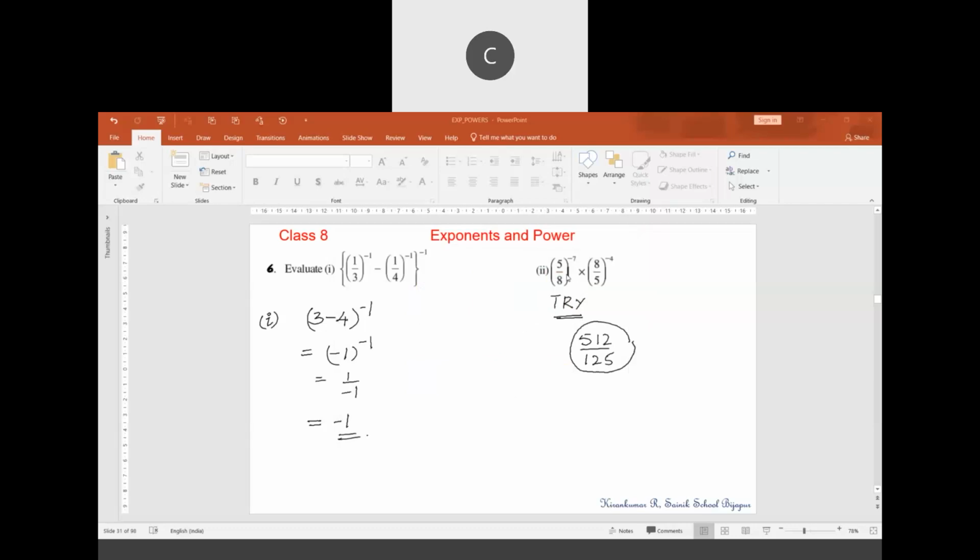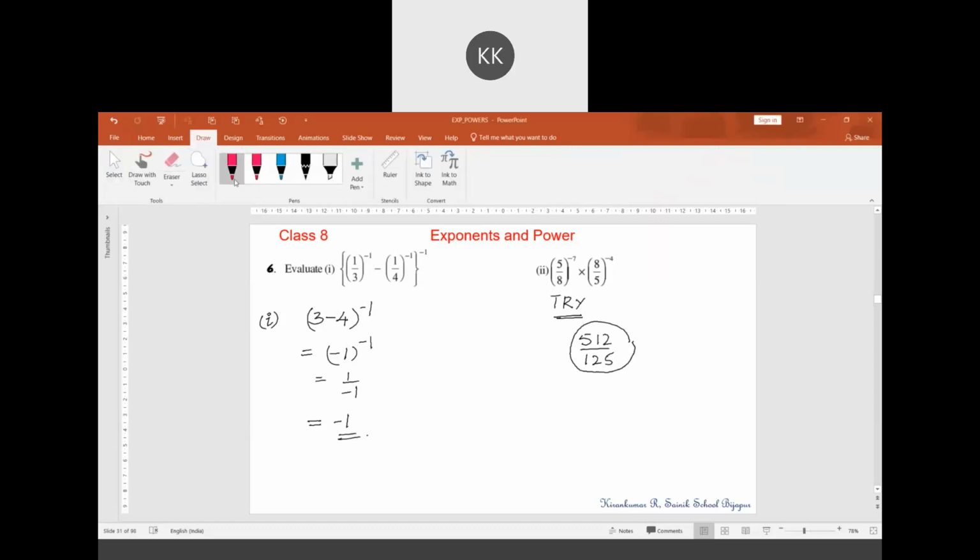Did you try this question? 5 by 8 raised to the power minus 7 into 8 by 5 raised to the power minus 4. Did you get 512 upon 125? Yes, sir. What is the easiest way to solve this?